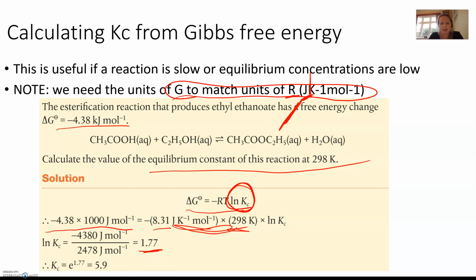So hopefully you can see how that's done. If you go e to the power of 1.77, which is reversing or getting rid of the ln, you'll end up with 5.9. So quite straightforward calculations. The only hard part, like you look up this equation in your data booklet, the only hard part is to make sure that this unit, instead of being kilojoules, is just joules.